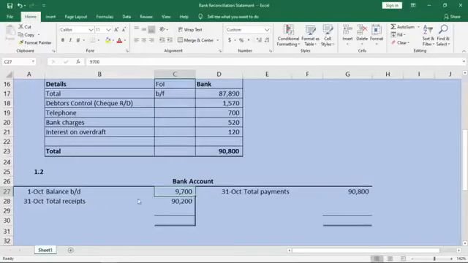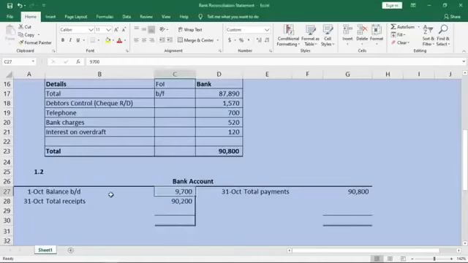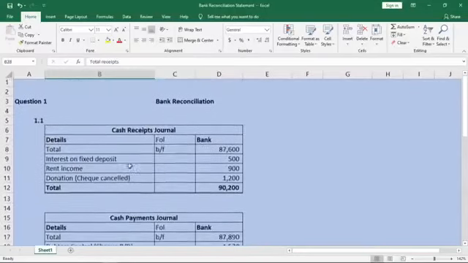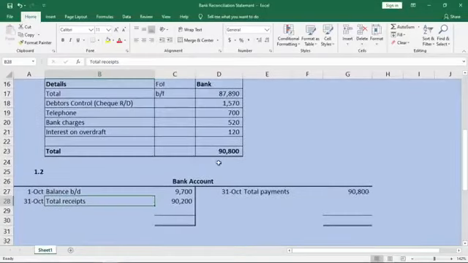You put the balance brought forward as you are told in the additional information here. Balance account as on the 1st of October, you put that amount. And then total receipts, you take it from the cash receipts journal, which you'll have completed. And then the cash payments journal, you put it on the credit side as 90,800, which you'll have completed as well.